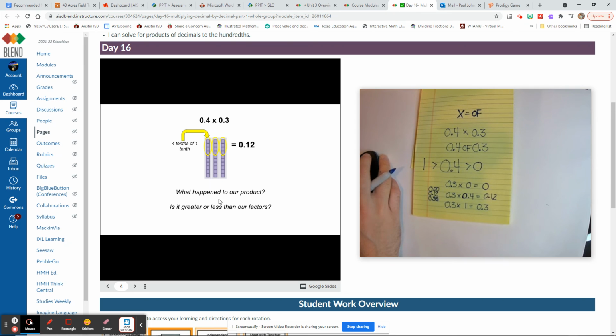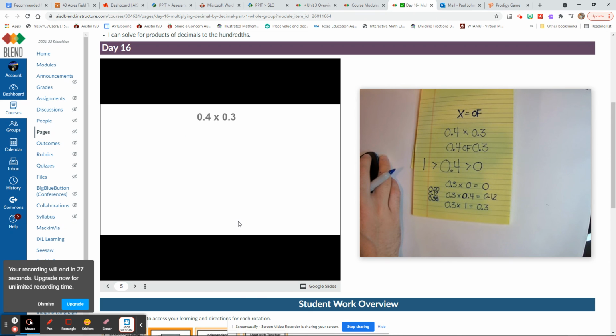So, what happened to our product? Is it greater or less than our factors? And why? It is less than our factors because both of our numbers are smaller than 1. Remember, multiplying by 0 makes 0. Multiplying by 1 makes the number itself. So multiplying by a number less than 1 or more than 0 should make that number somewhere between.